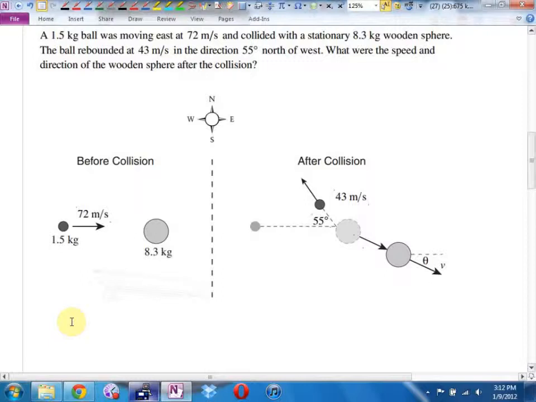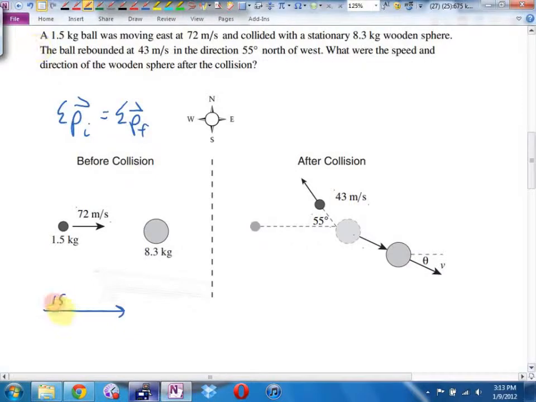I'll start it, and then I'll let you take it the rest of the way if you want to. Collision. Joel, I would definitely start out by going the sum of all the initial momentum equals the sum of all the final momentum. I would say the initial momentum is 1.5 times 72, whatever that is, equals.